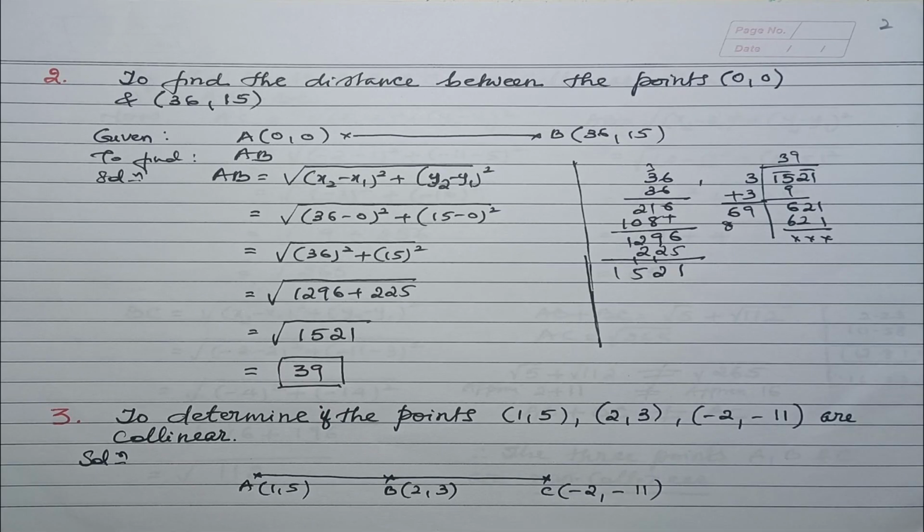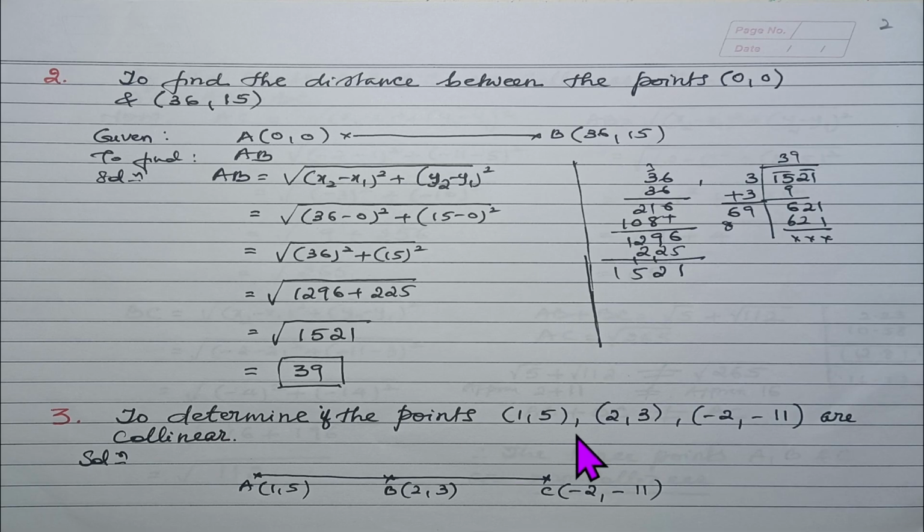Now let us go further. To find the distance between the points (0, 0) and (36, 15), again the same procedure, use the distance formula. So 36 minus 0 squared, 15 minus 0 squared, that is 36 squared plus 15 squared. 36 squared is 1296, 15 squared is 225. When we add it is 1521. Square root of 1521, as I have found out here, is 39. Therefore the distance AB is 39 units.